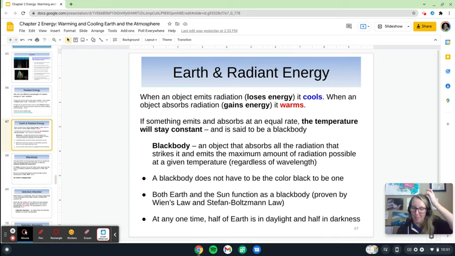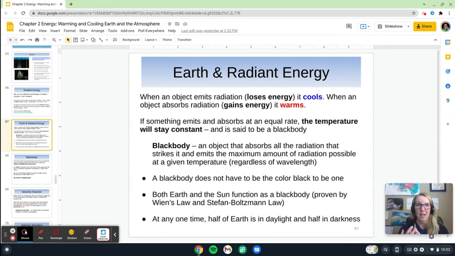Some rules about a black body: it actually is not the color black. I don't know why they chose to name it a black body, but it doesn't have to be black. The Earth and Sun are both black bodies, and it's proven by those two other laws. We don't dig that deep, but that's why we can use those two laws, because it is a black body. At any one given time, the Earth is half in daylight and half in darkness.